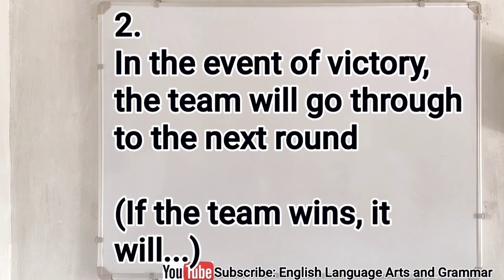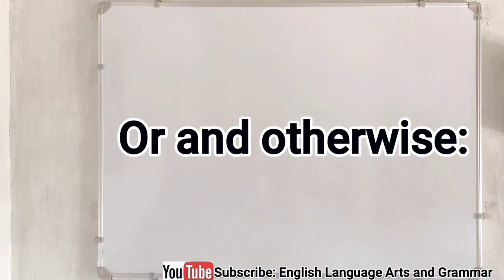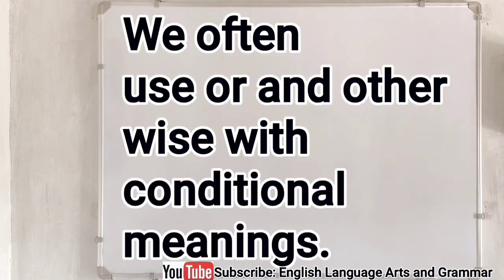Example 3. In the event of victory, the team will go through to the next round. Means, if the team wins, it will go through to the next round. Let us learn now one more expression: or and otherwise. We often use or and otherwise with conditional meanings.